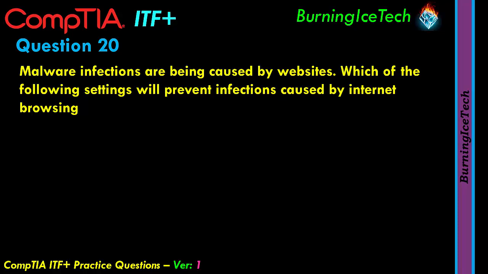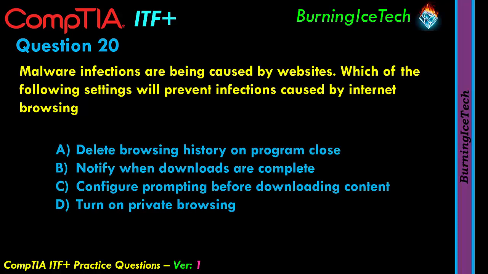Malware infections are being caused by websites. Which of the following settings will prevent infections caused by internet browsing? Alright, answer A. Delete browsing history on program close. No, guys, deleting your browsing history is not going to help prevent you getting infected. So if you go to a website, let's say this is a pirate website, and you click on the wrong link, open the wrong attachment, or download the wrong thing there, that's going to infect your PC. You would have already been infected at that point in time.